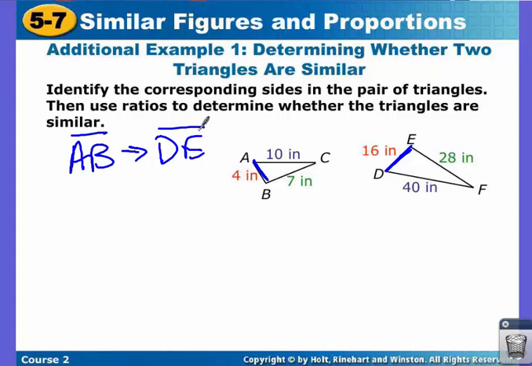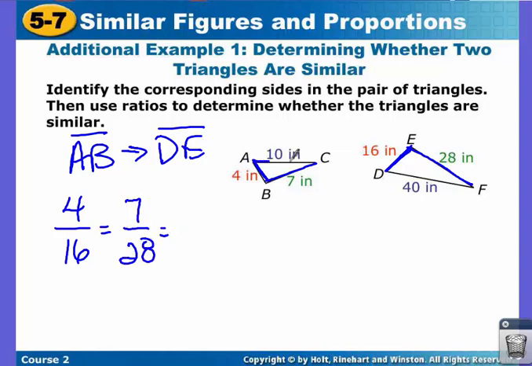Well, in order to determine similarity, we need to set the side lengths up as a ratio. So we would take this 4 and we would set it divided by 16. All right? We'd do the same thing for the rest of them. So we got line segment BC would correspond to line segment EF. So we would have 7 over 28.